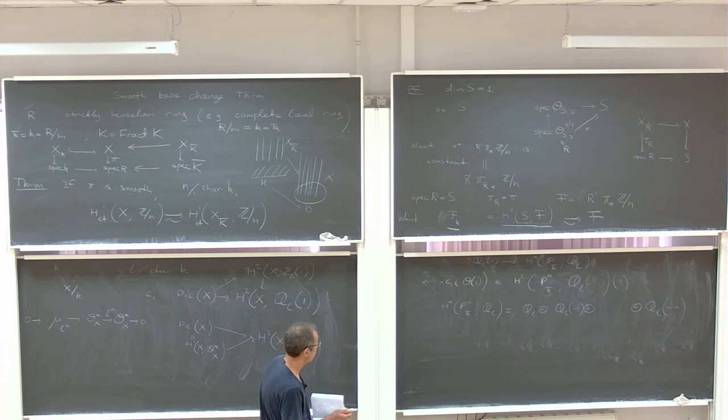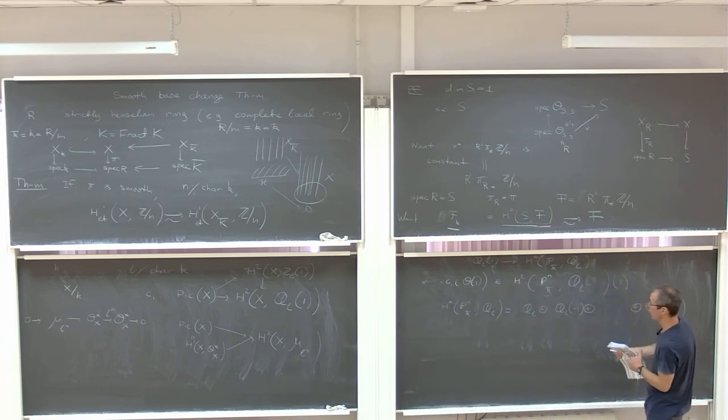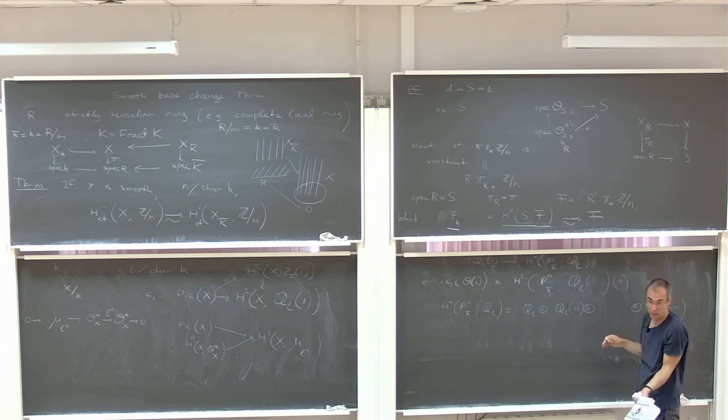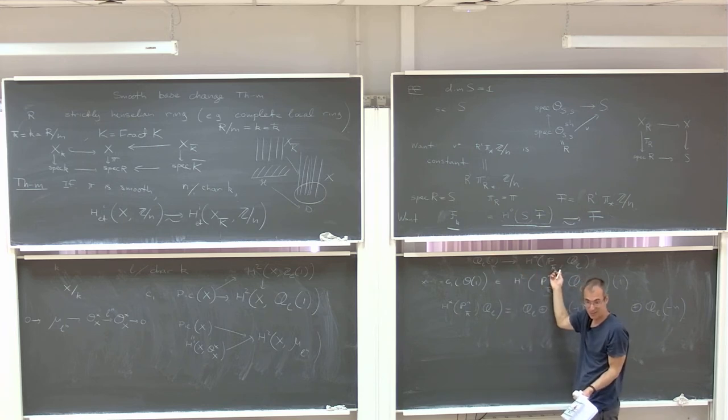Класс в когомологиях – это отображение из... Вот вообще, класс в когомологиях вот здесь, это отображение просто из QL сюда. Ну что такое задать элемент в векторном пространстве? Это то же самое, что задать гомоморфизм из такого векторного пространства в это векторное пространство.